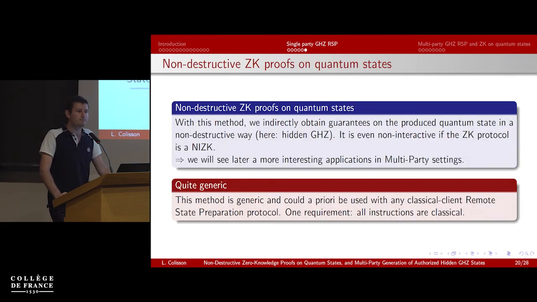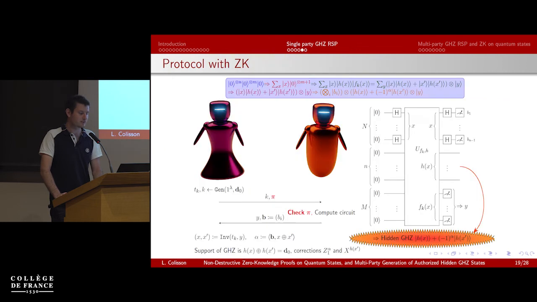Okay, so now basically this trick is quite simple, but we managed to have a non-destructive zero-knowledge proof on quantum state. So at that step, the server can check some properties on the quantum state. So here, he can check that it is indeed a digital state, but he will never destroy the state that he obtained. And intuitively, why is that? It is just because the server can check if the classical instructions that were used to prepare that state were honestly prepared or not.